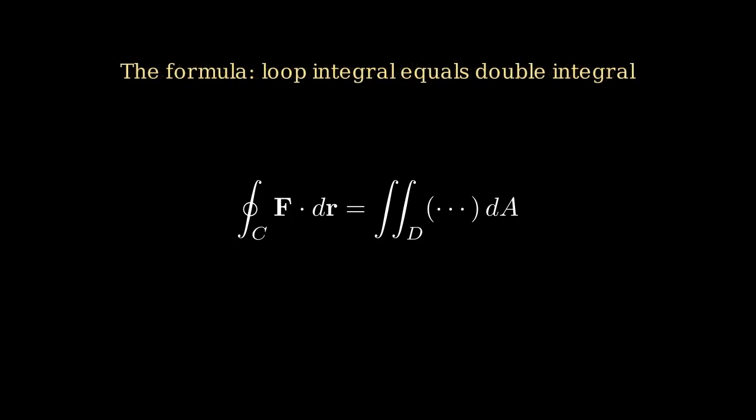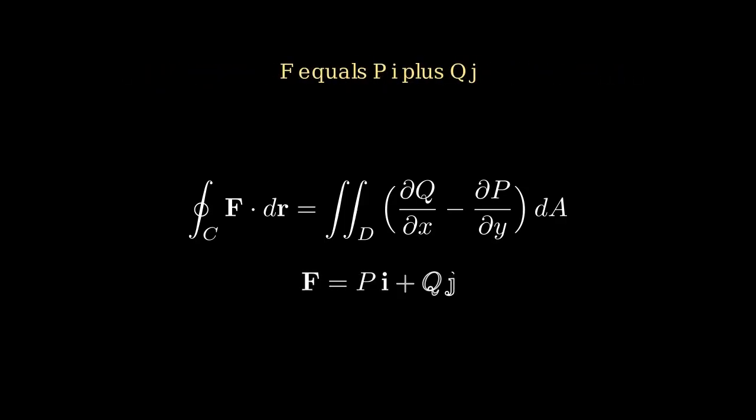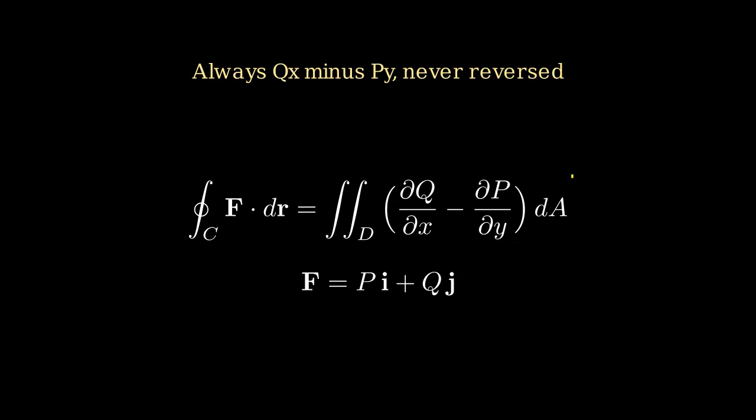Here is the formula itself. The loop integral over C of F dot dr equals the double integral over D of open bracket ∂Q/∂x minus ∂P/∂y close bracket dA, where F equals P i-hat plus Q j-hat. Take Q, differentiate with respect to x. Take P, differentiate with respect to y. Subtract the second from the first, then integrate that difference across the whole region. Always ∂Q/∂x minus ∂P/∂y, never the other way around.